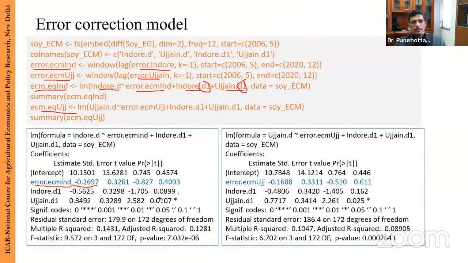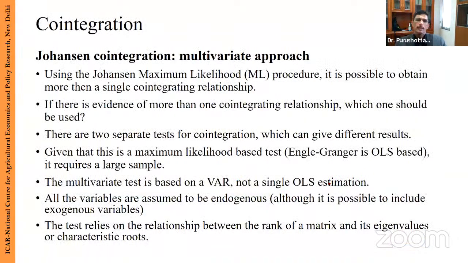But the thing is, the error correction term for both Indore and Ujjain is not significant. So we will go for the Johansen method. Johansen cointegration is a multivariate approach in which we can take more than 2 variables, maybe 5 or 10 variables also. The Johansen method uses a maximum likelihood procedure, and it is possible to obtain more than a single cointegrating relationship, or a vector of cointegrating relationships, at a time.